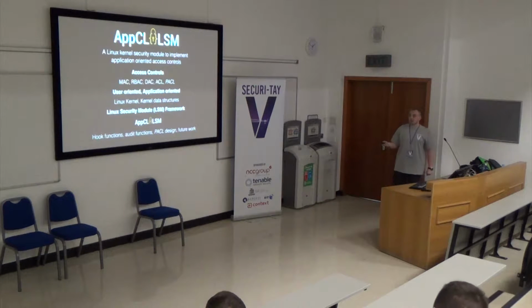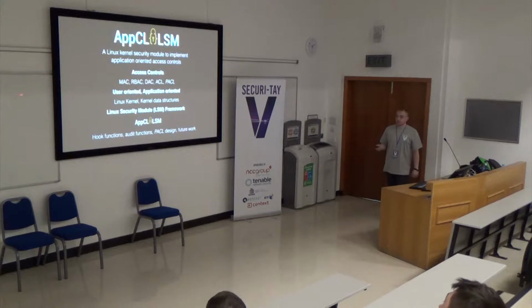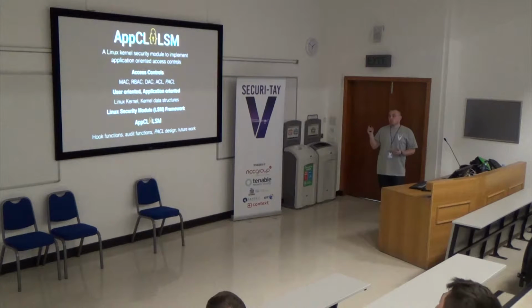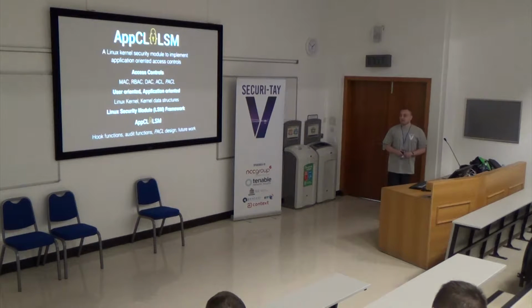So just in a shortened way, what I'm actually going to be talking about is access controls, a load of acronyms: MAC, RBAC, DAC, ACLs and PACLs. We'll be going over all of them. You'll know what all of them mean by the end of this. We're going to talk about the difference between user-oriented and application-oriented access controls. We're going to talk a little bit about the Linux kernel, some kernel data structures, the Linux Security Module Framework, and then how AppCL LSM uses the Linux Security Module Framework to implement application-oriented access controls.